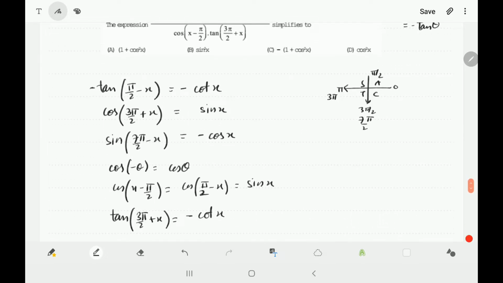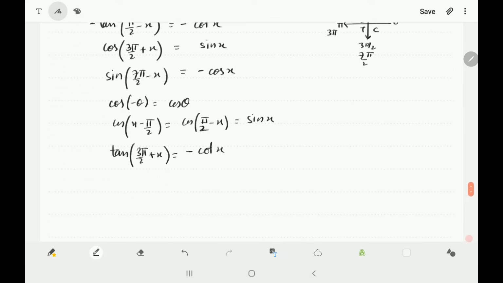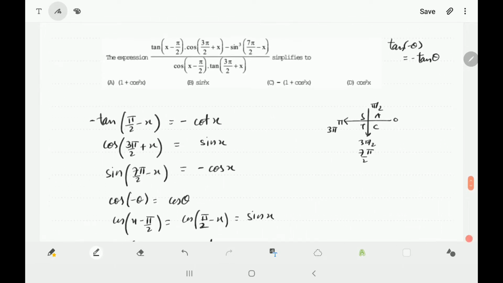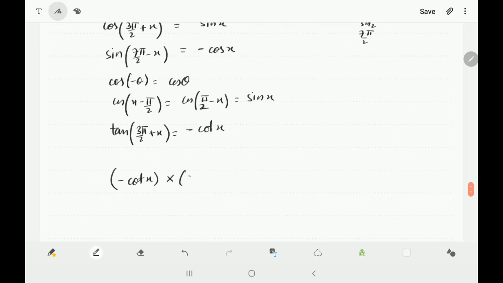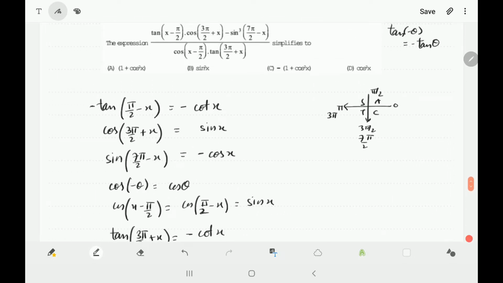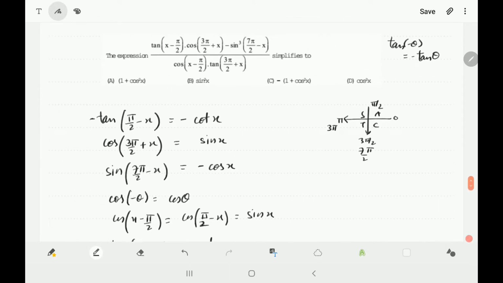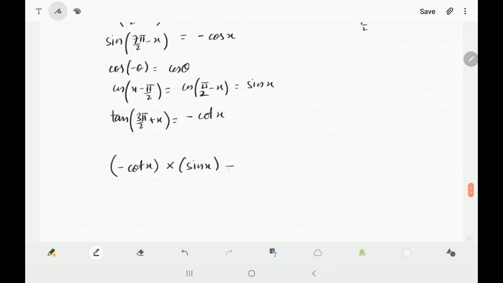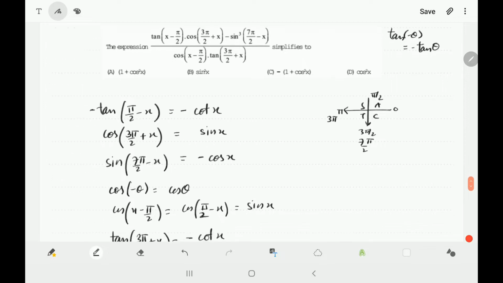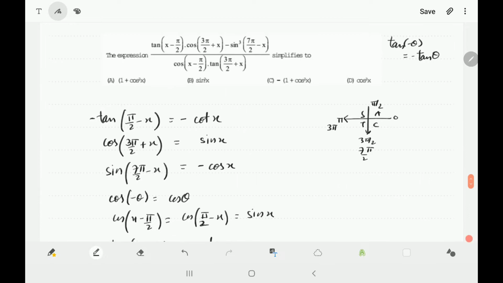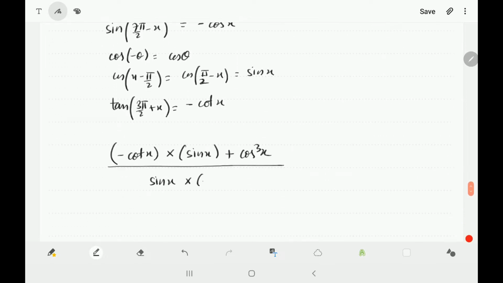So this term will become tan of x minus pi by 2, which we have written as minus cot x, so the first term will become minus cot x into the next term, which was cos of 3 pi by 2 plus x, which is sin x, so into sin x. Okay, now the next term is minus of this term's cube, minus cos x whole cube, will be plus cos cube x. Is this clear? Divided by cos of x minus pi by 2, which is sin x, and we have a term which is multiplied, which is minus cot x.